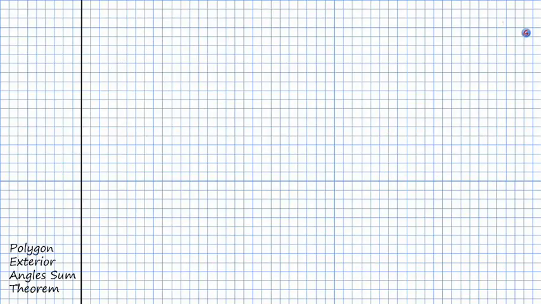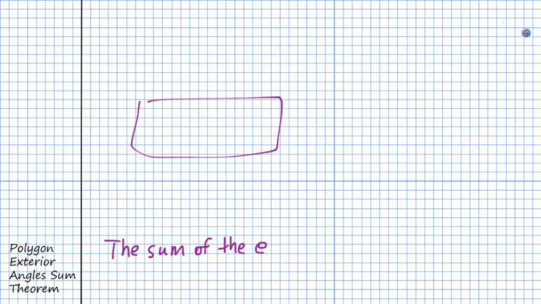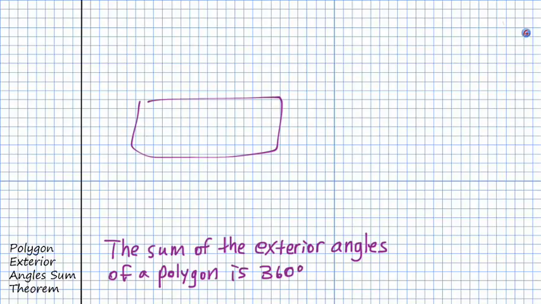All right, so let's just summarize our results here. You can use this page as what you just wrote, and then our theorem will be underneath that. So this polygon exterior angle sum theorem says the sum of the exterior angles of a polygon is 360 degrees.